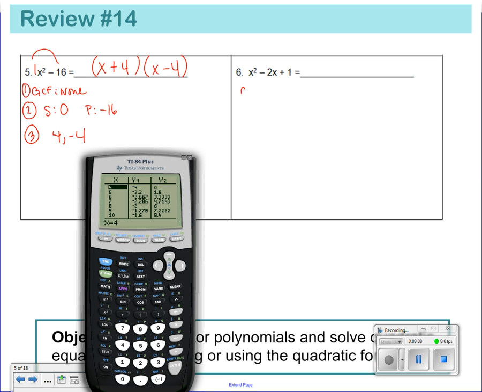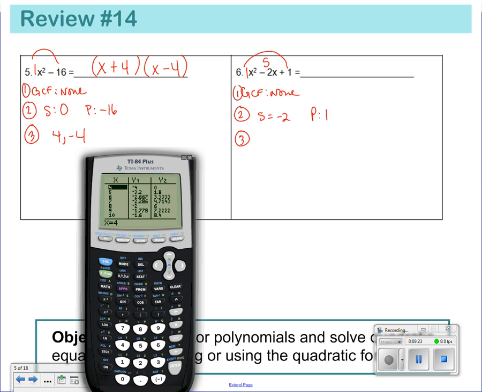Number 6. First step, GCF. Look in front of the x. There was none. There's not a number there. No GCF. Step 2, our sum. Look at the number in front of the x. Our sum is negative 2. And our product is going to be the coefficient of the x squared, which is 1, times my last number, 1. 1 times 1 is 1.